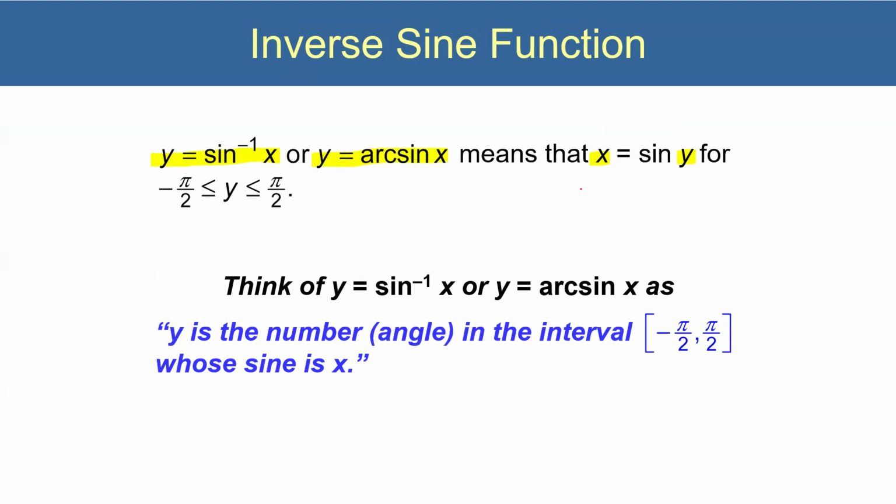Okay. And so for our domain, it's restricted. It's only between, our range is restricted. It's negative pi over 2 to positive pi over 2.